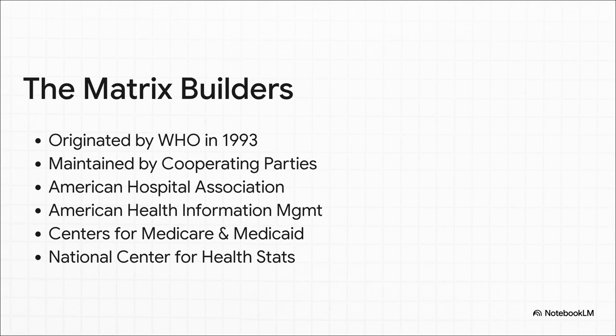So here in the US, we use a clinical modification maintained by a group known as the Cooperating Parties. This includes the American Hospital Association, the American Health Information Management Association, the Centers for Medicare and Medicaid Services, and the National Center for Health Statistics. Basically, these 4 groups write the rules.